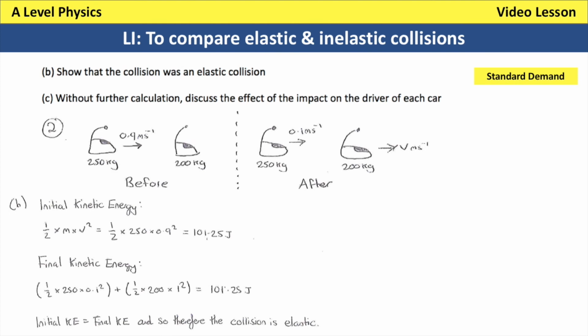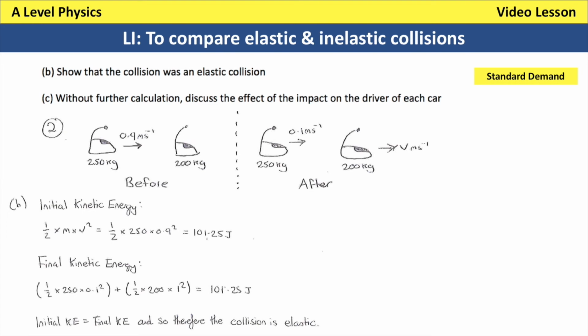The final kinetic energy, well, it's now shared by the two cars. So for the 250 kilogram car, we do a half times 250 times 0.1 squared, and we add to that the kinetic energy of the 200 kilogram car, which is a half times 200 times 1 squared, and adding those together gives 101.25 joules. Because the initial kinetic energy is equal to the final kinetic energy, we can therefore say that the collision is elastic.